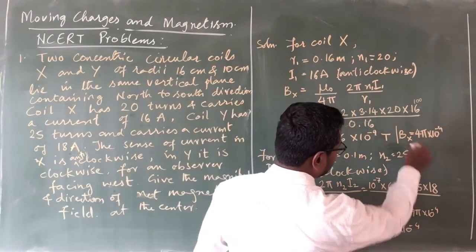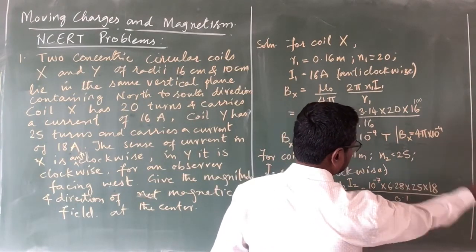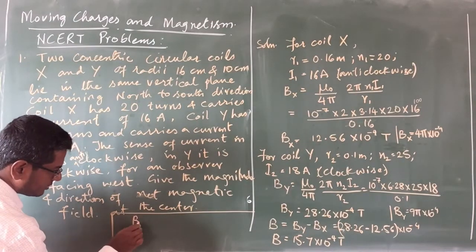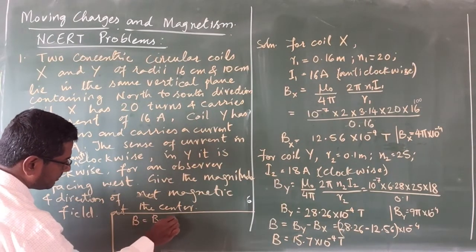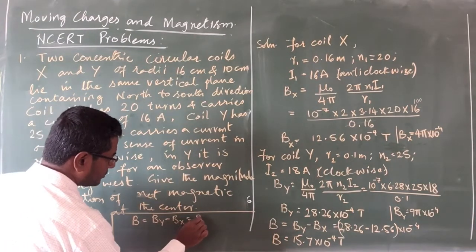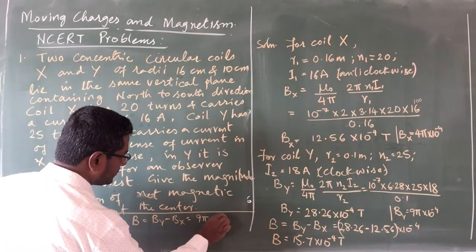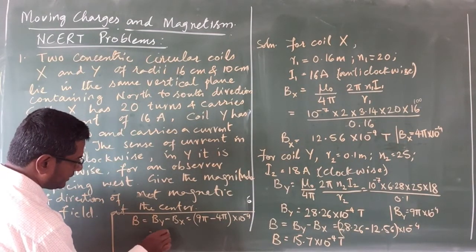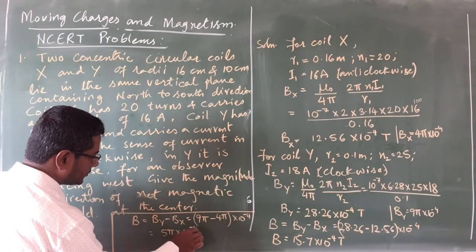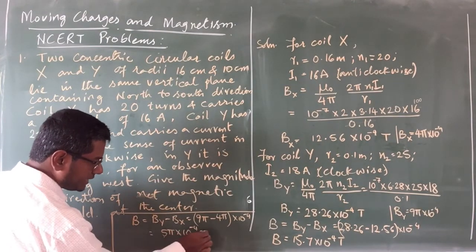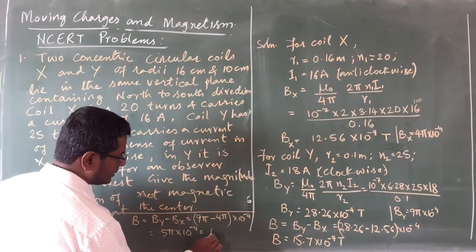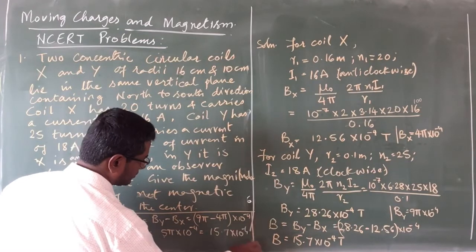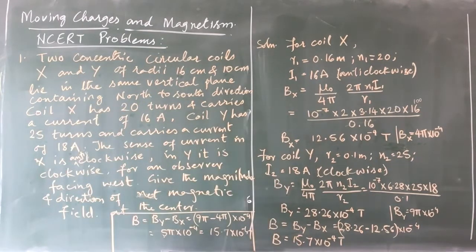Similarly, if I solve with the pi form, B is equal to By minus Bx, which is 9 pi minus 4 pi, with 10 to the power of minus 4 common. This gives me 5 pi into 10 to the power of minus 4. Substituting the value of pi, 5 into 3.14 again gives me 15.7 into 10 to the power of minus 4 tesla. So both ways we get the same answer.